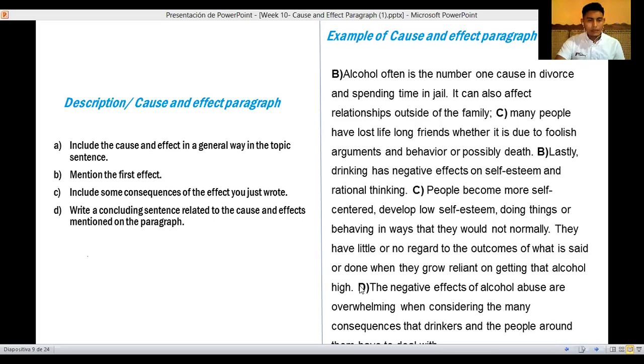Yes, well, we have some literals. At the beginning, we have letter A, that is include cause and effect in a general way in a topic sentence, right? Letter B, mention the first effects. The effect is the action that you do in the present that has consequences. Letter C, include some consequence of the effect that you wrote. Letter D, write a concluding sentence related to the cause and effects mentioned in the paragraph, right?